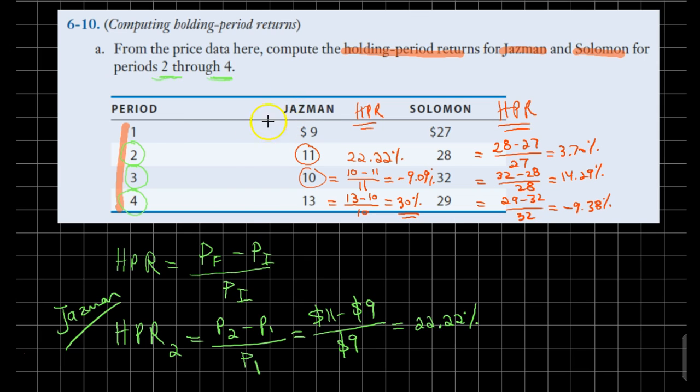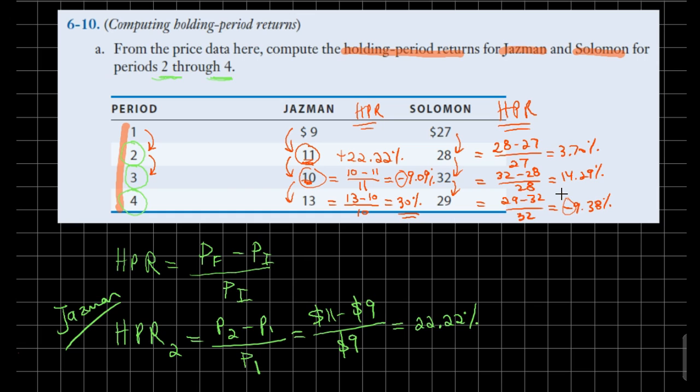So look at what happens as we move from period 1 to period 2 for Jasmine. The stock price increased. As a result, you have a positive holding period return. As we move from period 2 to period 3, we see that the stock price has decreased from 11 to 10. That's why we have a negative sign here. And another increase followed, so you have a positive sign afterwards. And the same rules would apply for Solomon. For the second period and the third period, we can see an increase. However, during the fourth period, stock price declined and the following minus sign as a result.